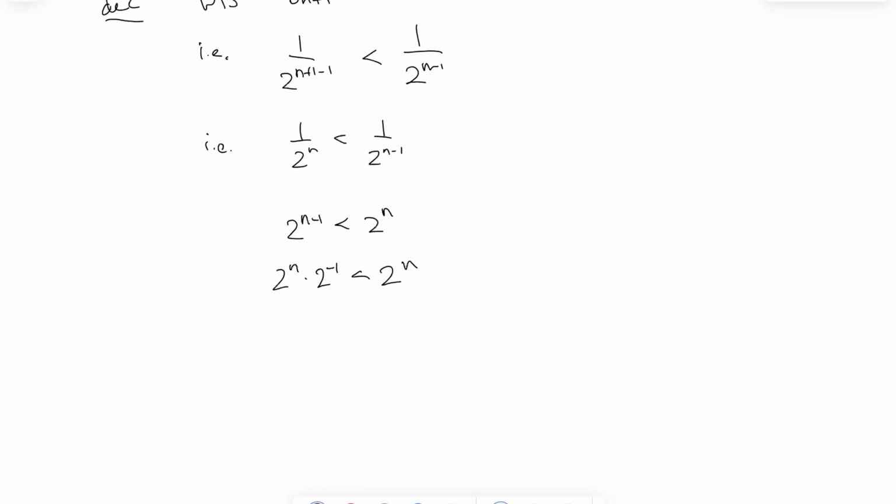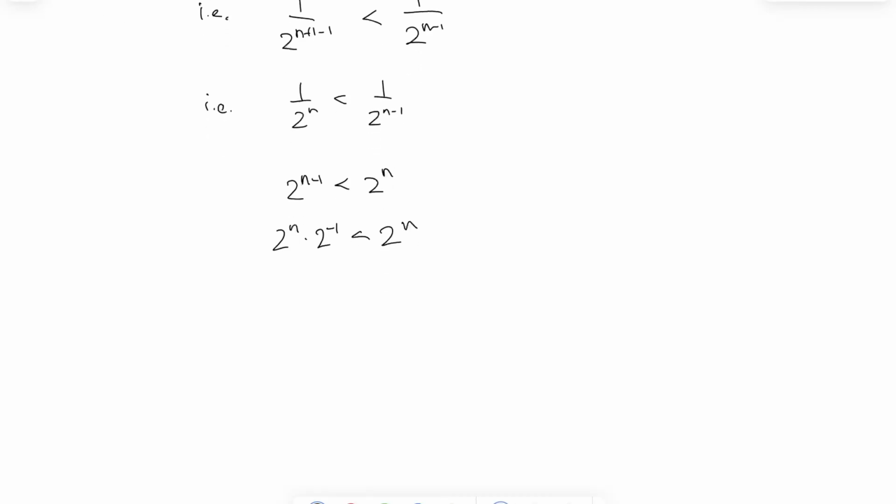This has to be a multiplication here because that's how exponents work. And then I would divide out 2 to the n on both sides. This is what you were saying, right? It's at least the same as what you were saying. This now says 2 to the minus 1 less than 1, right? I divided. And is that true? 2 to the minus 1 is a half, right? Yes, this is really true.